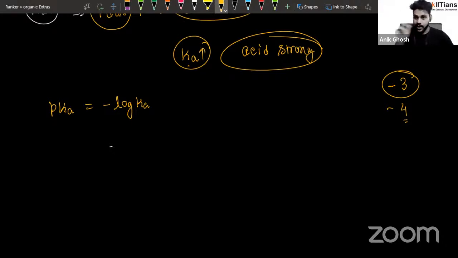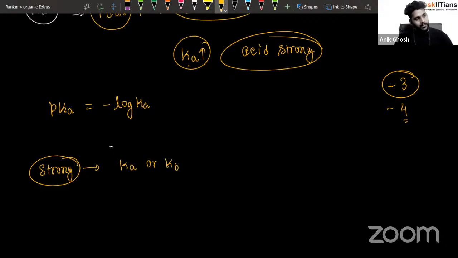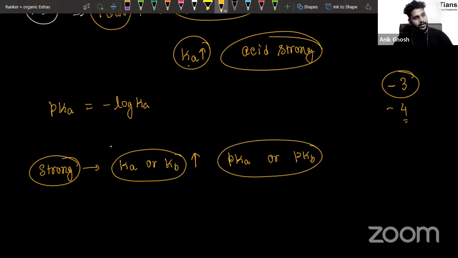So what is the entire concept that I have told you so far? You start with a strong acid. For acids, this is Ka; for bases, it is Kb. Same thing. So if it is strong, then Ka or Kb for the bases, both of them would be high. If both of them are high, then pKa or pKb, both of them would be low.